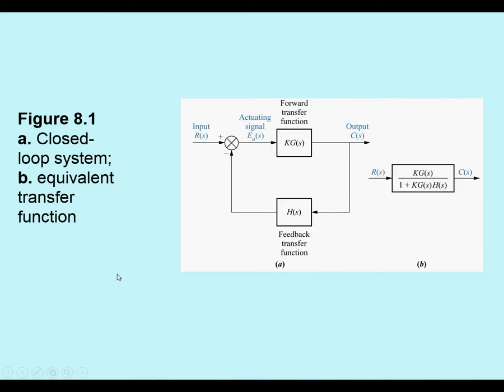So let's look at this very simple control loop. The idea here is that if you have the simple control loop where you have your system in here, G of S is your system, and you have a feedback in here, we could have the closed loop transfer function as you see on the right hand side.